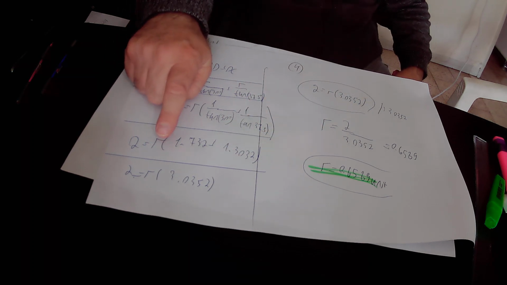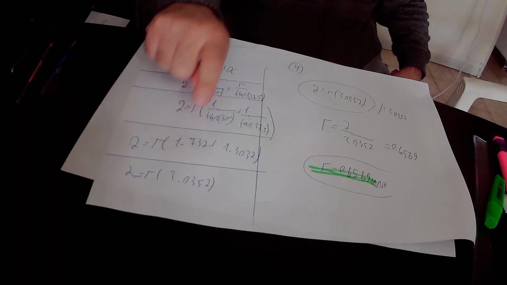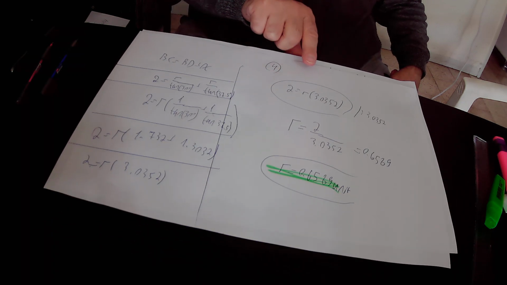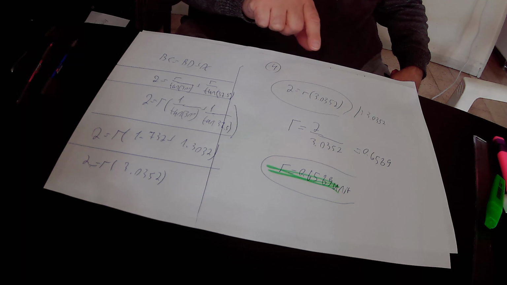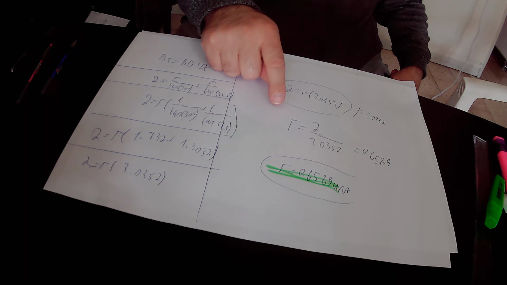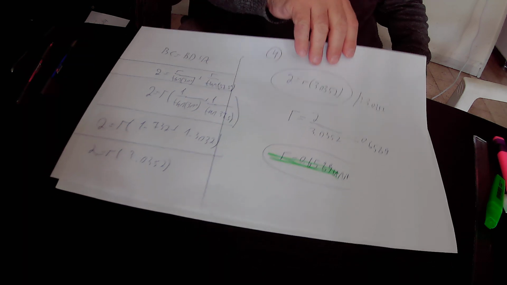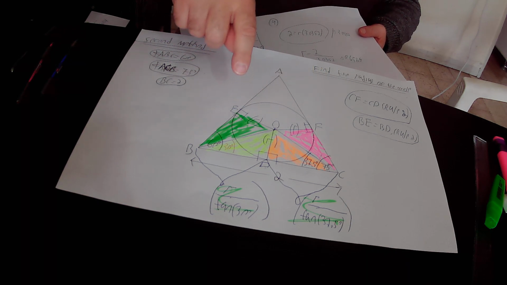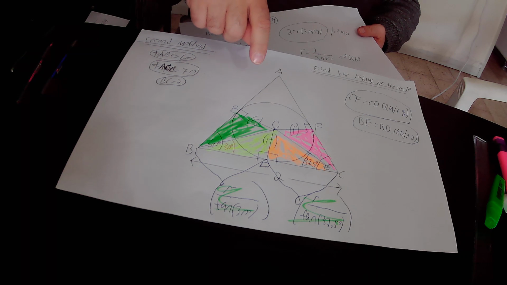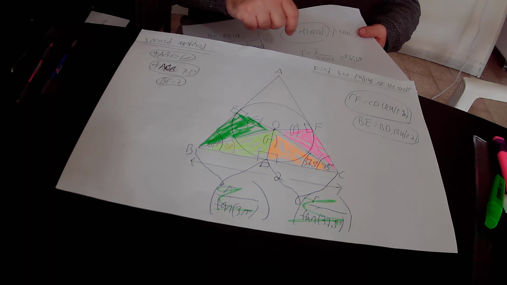Here we divided this equation by 3.0352 and finally found that R, the radius that we are looking for, equals 2 over 3.0352. That is actually 0.6589. So in conclusion, in both methods, we found that the radius R of this circle equals 0.6589 units. Okay, thank you very much.